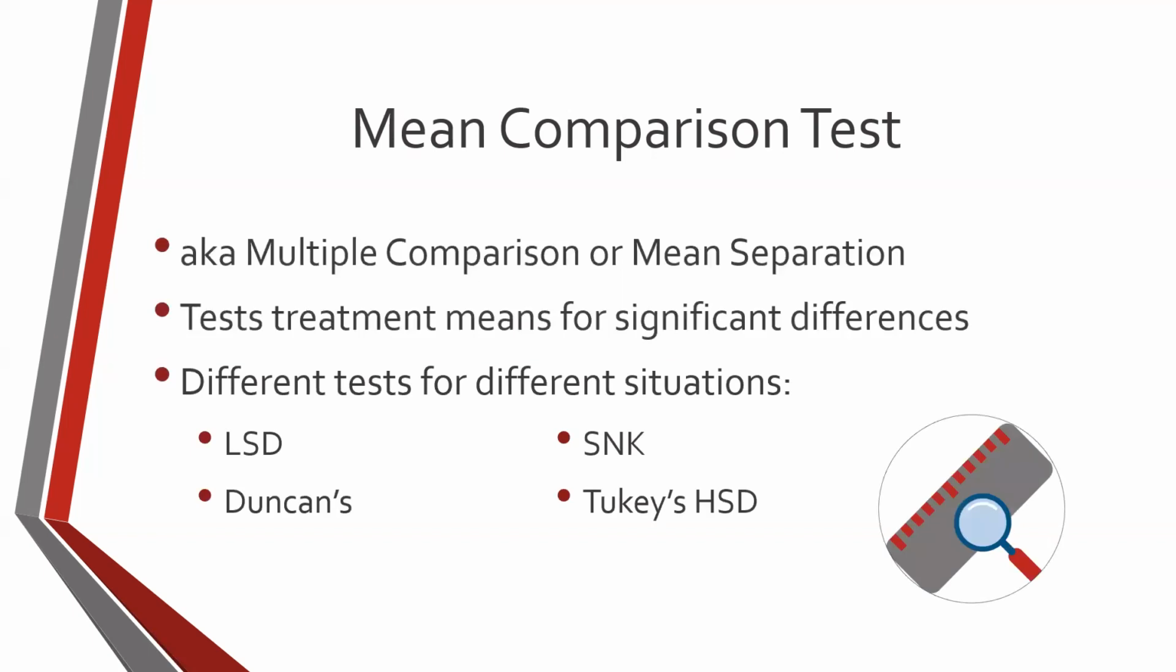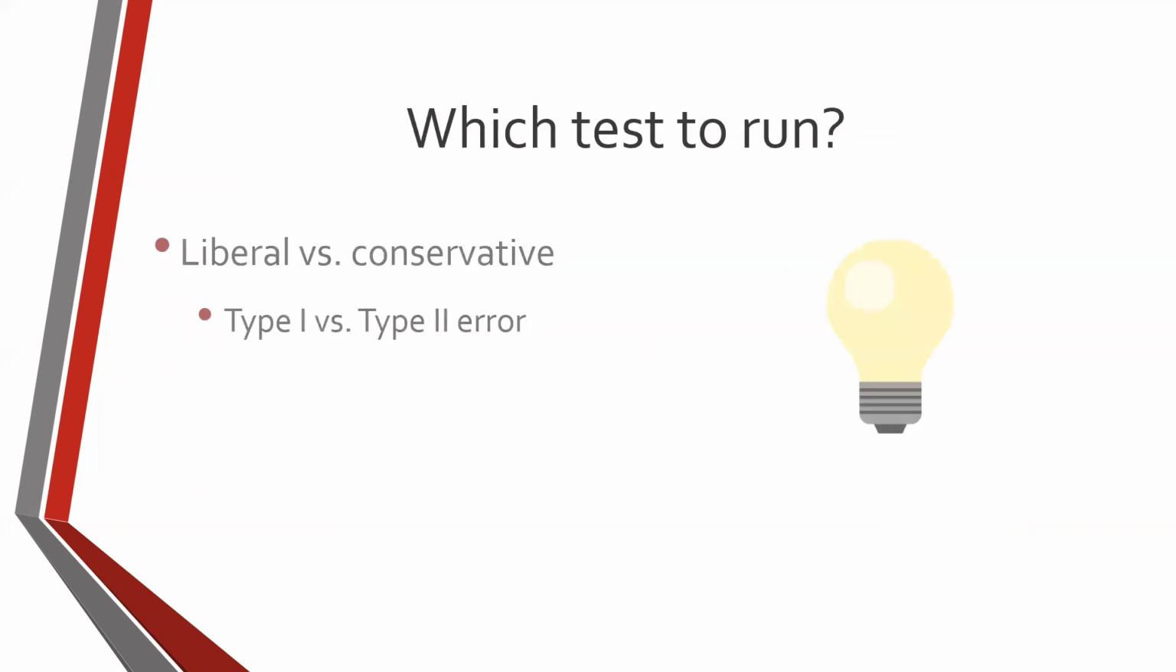In ARM, we have a variety of mean comparison tests to choose from for different situations and research types. The most common ones include LSD, Duncan's, Student-Newman-Keuls, and Tukey's HSD. So usually the next question is, well, which one do I pick? Not really a political discussion, but these tests can be classified by how liberal or conservative they are, meaning if they are more likely to report a false positive, a type 1 error, or a false negative, a type 2 error.